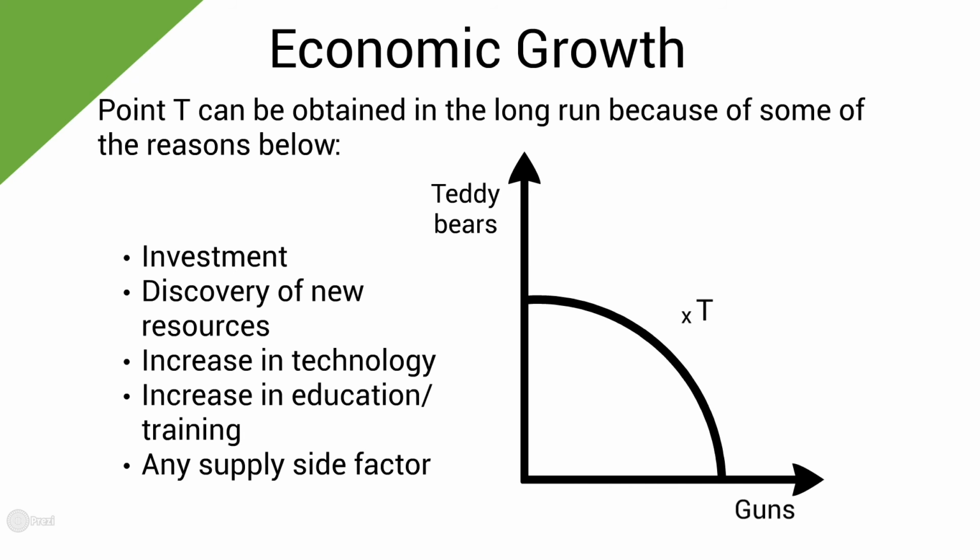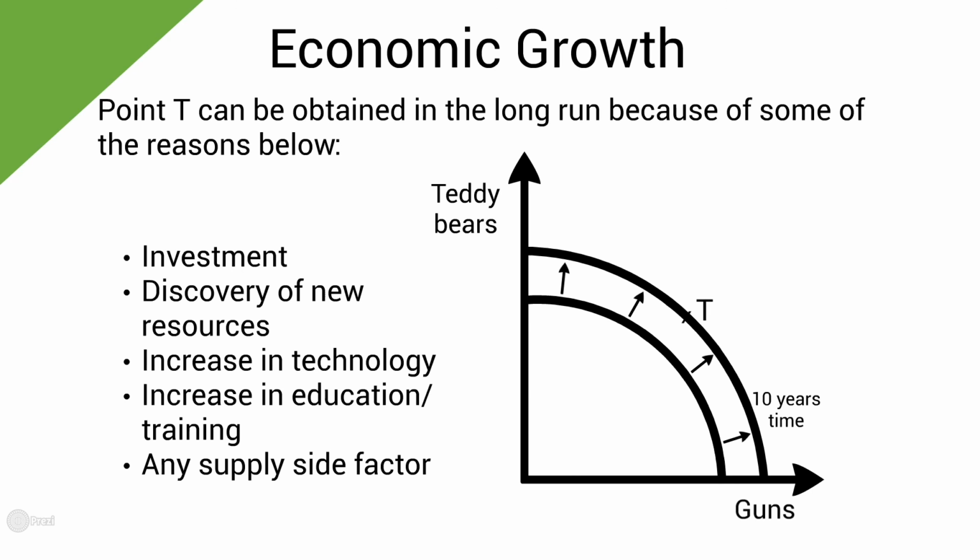So, initially, our PPF curve is what it looks like on the right. Our two goods in our economy are teddy bears and guns. This economy has an increase in investment levels. Firms are choosing to invest in new machinery that produces teddy bears and new machines that produce guns. More guns and teddy bears are now able to be produced in this economy. This is represented by the PPF curve shifting outwards. And you can see that T is now on the PPF curve and can now be obtained.